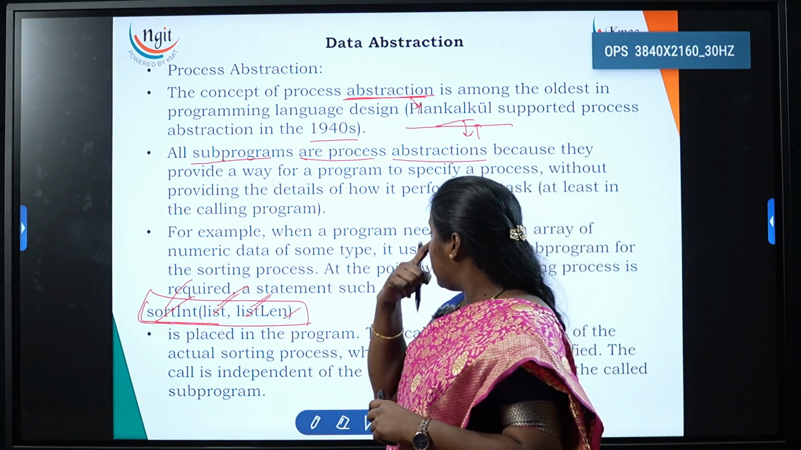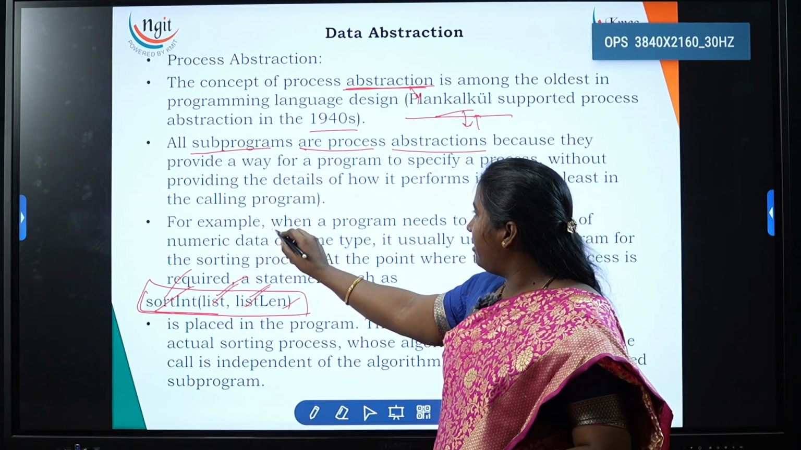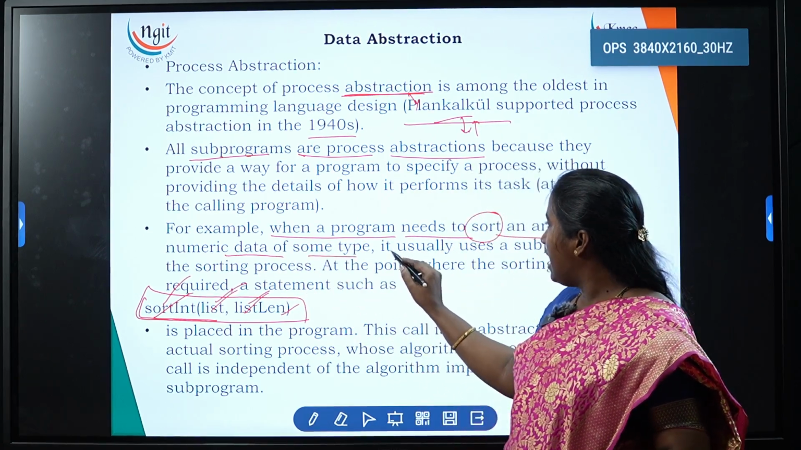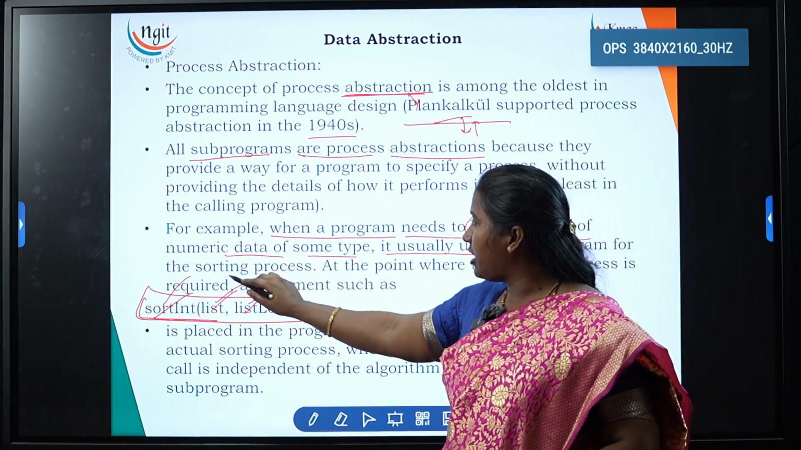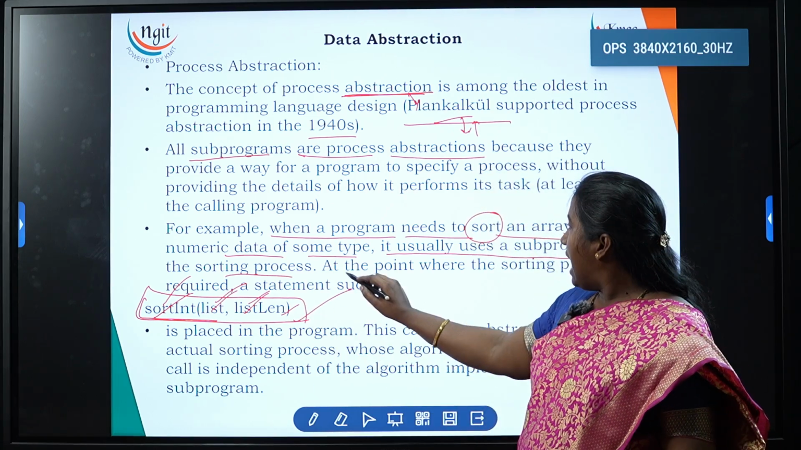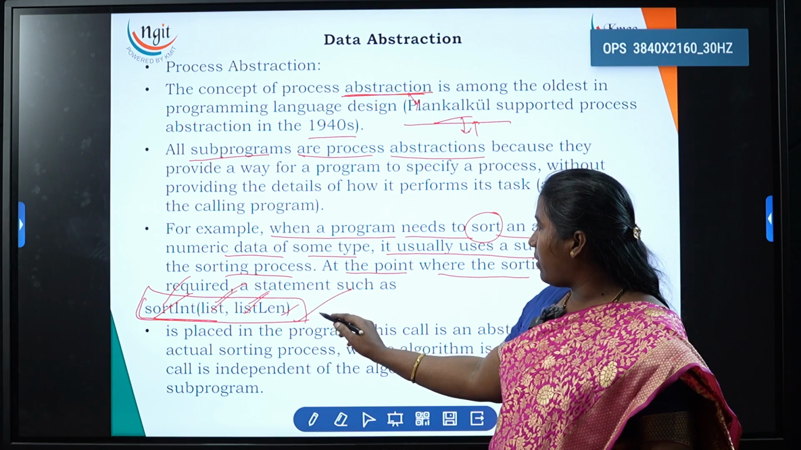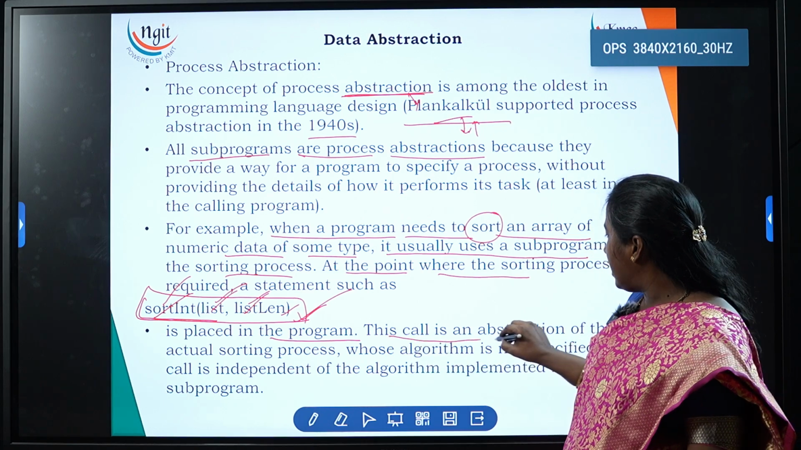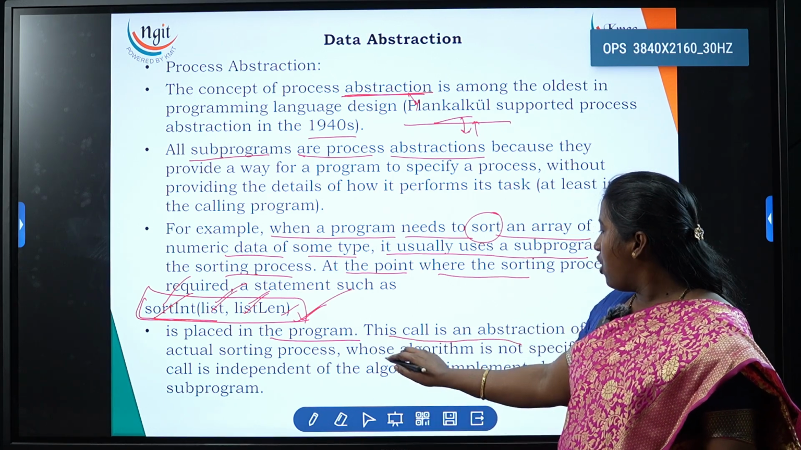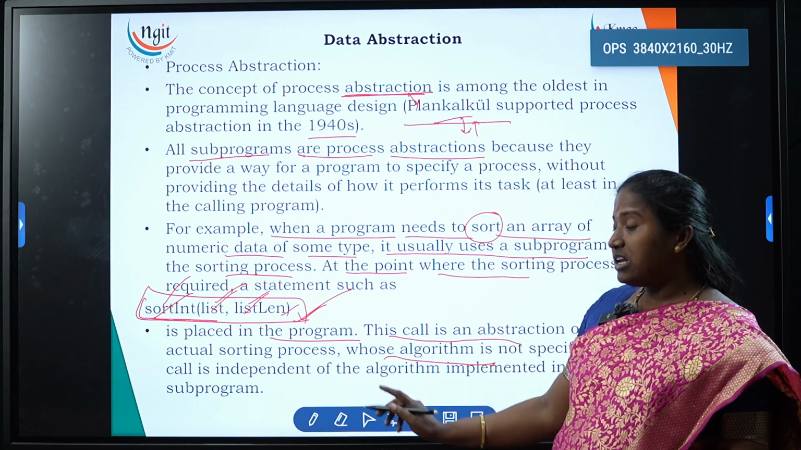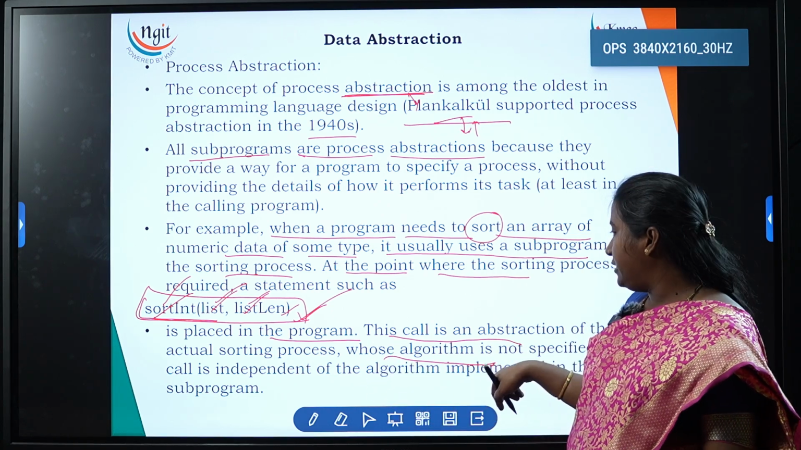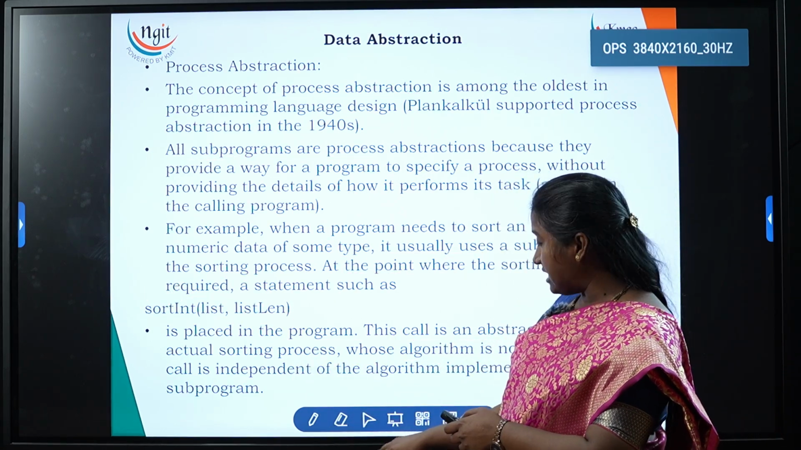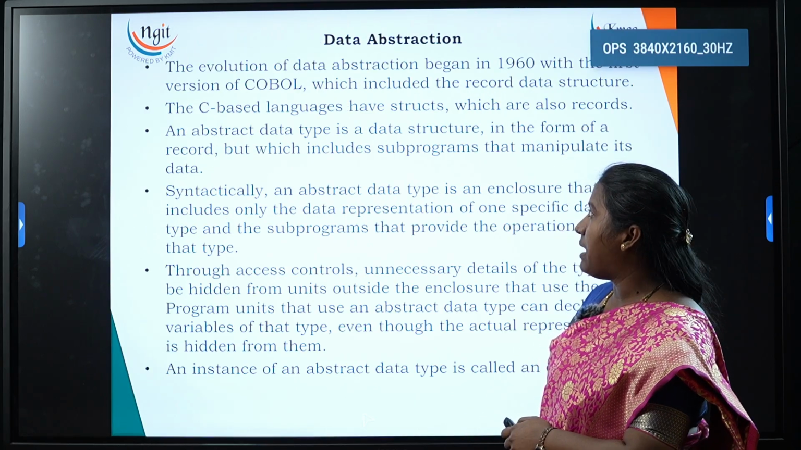Fine. So that's what it is. For example, when a program needs to sort an array of numeric data of some type, it usually uses a subprogram for the sorting process. At the point where the sorting process is required, we use this kind of statement and it is placed in the program. This call is an abstraction of the actual sorting process, whose algorithm is not specified. The call is independent of the algorithm implemented in the called subprogram. So this is how we hide the essential attributes from third parties.